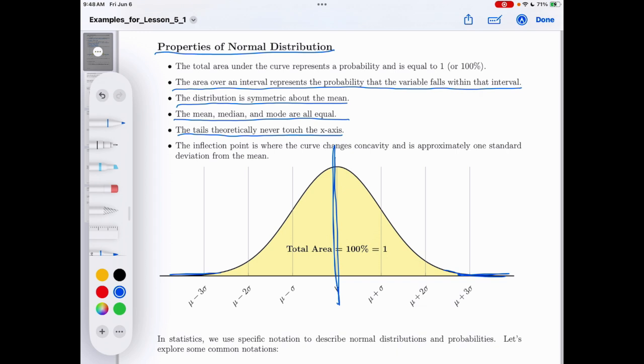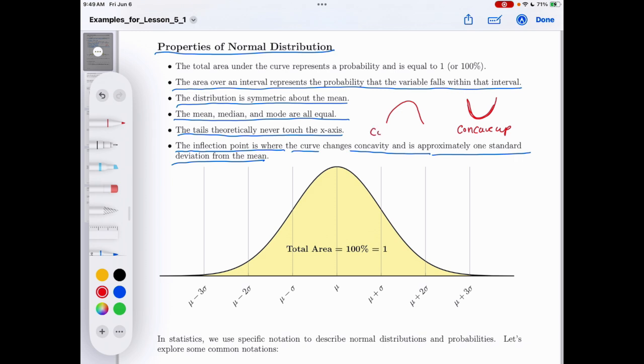Now, something that is also very important, there's something called an inflection point, and this is where the curve changes concavity and is approximately 1 standard deviation out from the mean. So let me explain what that means. When you have something that's concave up, it has kind of a bowl shape. This is concave up. When you have something that's concave down, it's going to look like an upside down bowl. And when the shape of the graph changes from concave up to concave down, that's called an inflection point.